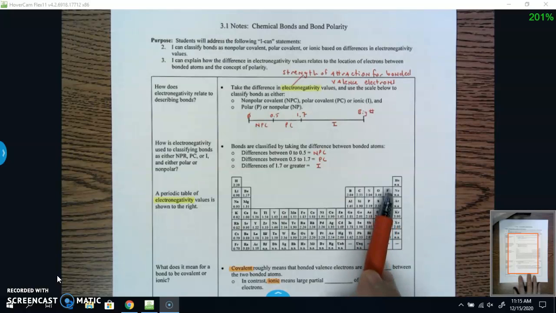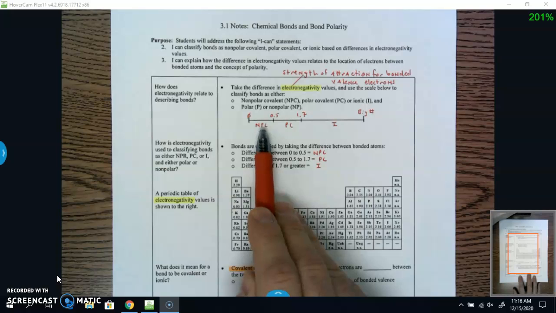If they're located relatively far from one another, it's probably going to be a polar covalent bond. But if they're located relatively close together, or if fluorine is one of the elements, it's probably going to be a nonpolar covalent bond.